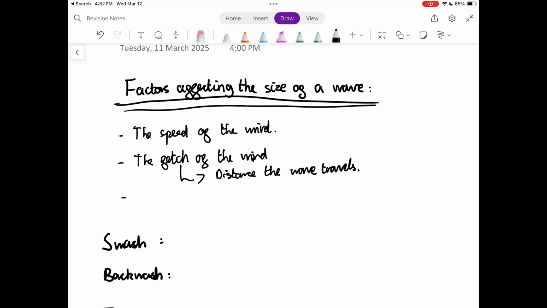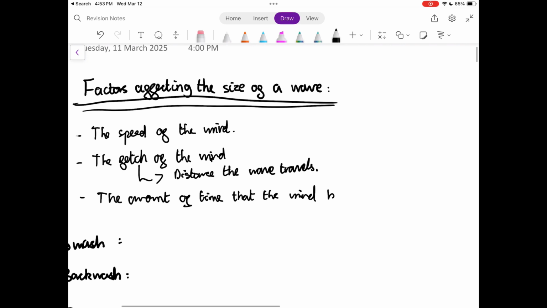Okay. And then the final factor is the amount of time that the wind blows for. So if the wind is blowing for a longer amount of time, that will increase the size of a wave.